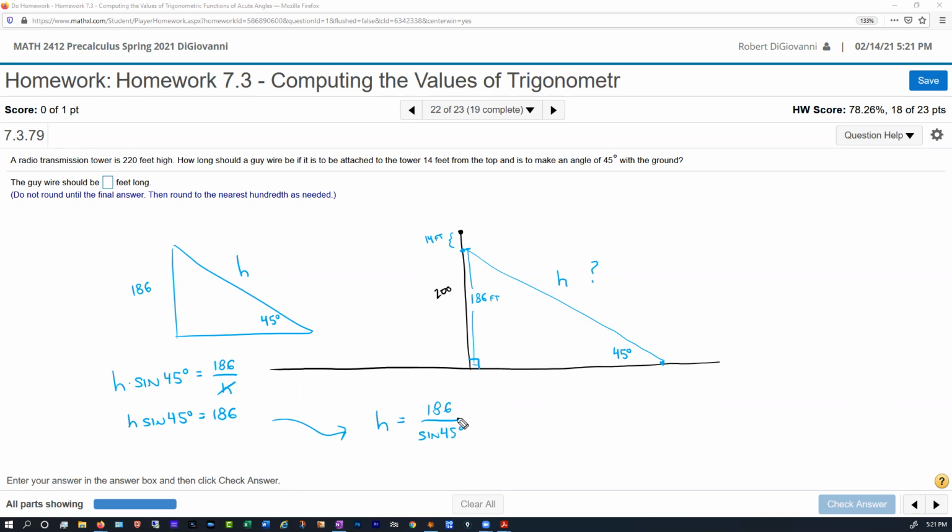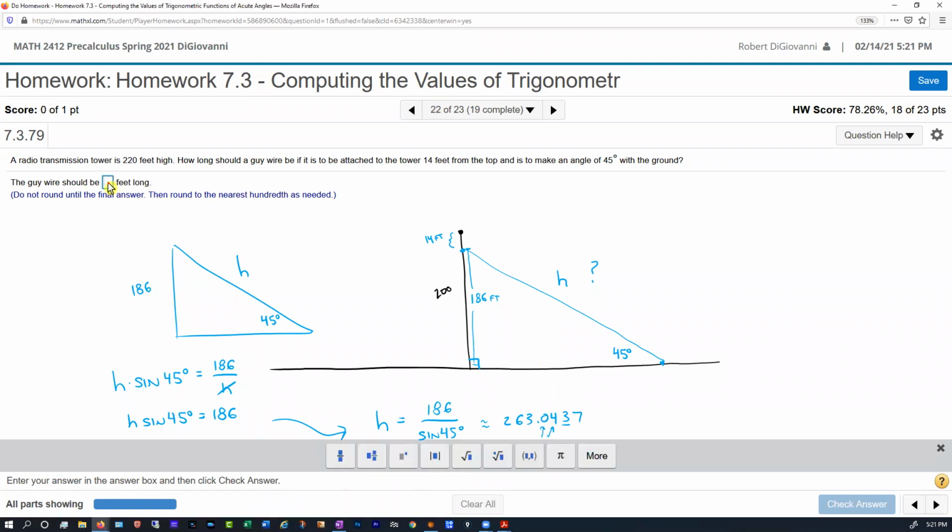Make sure I'm in degree mode on my calculator. 186 divided by sine of 45 degrees. I get approximately 263.0437. I want to round to the nearest hundredth. So there's a 3 there. I'm going to leave that alone. So I should go 263.04.